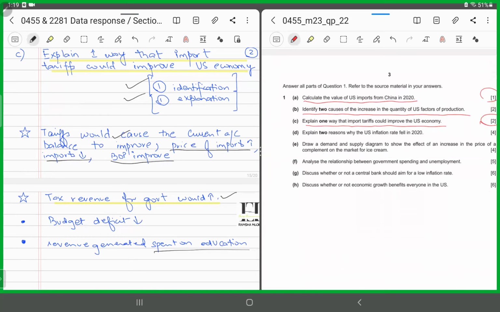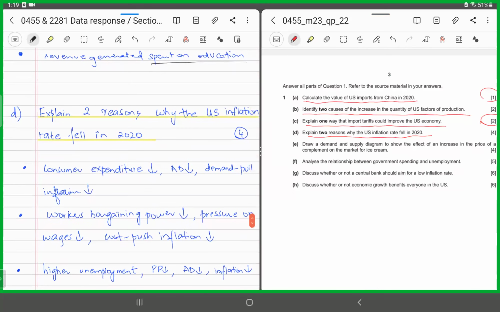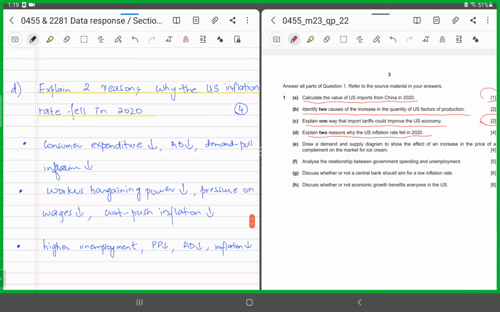All right. Part D. Part D says explain 2 reasons why the US inflation rate fell in 2020. So now you've got to identify and explain 2 reasons why the US inflation rate fell in 2020. Now, this is a 4 mark question. So, 1 mark would be for the identification of 1 reason, 1 mark for the explanation of that reason, another mark for identification of the second reason, and for the explanation of that second reason, for 4 marks.